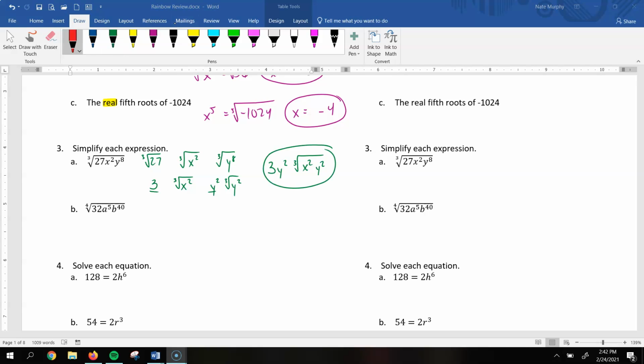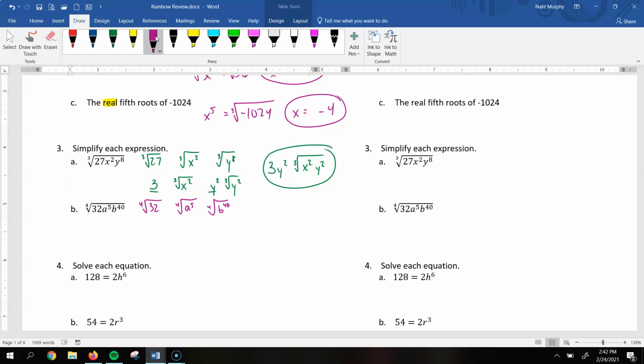All right, let's look at 3B. For 3B, I'm going to break this up into 3 separate parts again. So we're going to have the 4th root of 32. We're going to have the 4th root of a to the 5th, and the 4th root of b to the 40th power. All right, starting with the 4th root of 32.